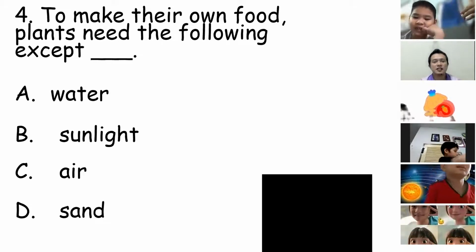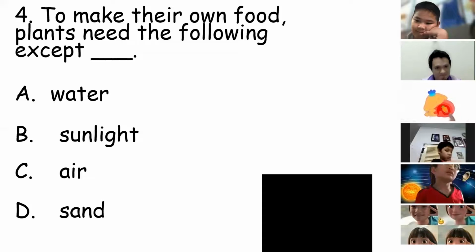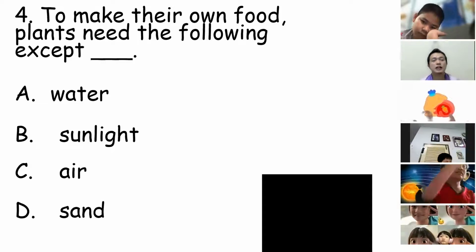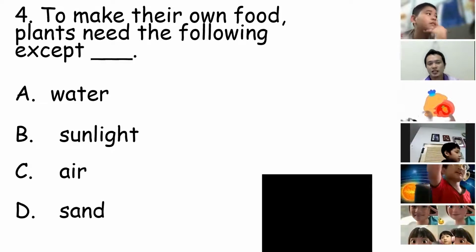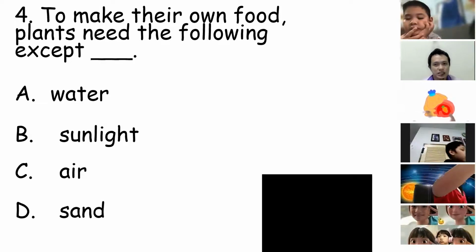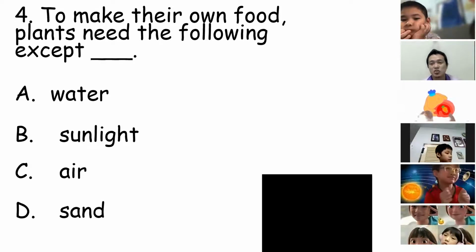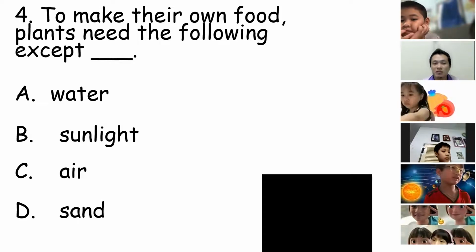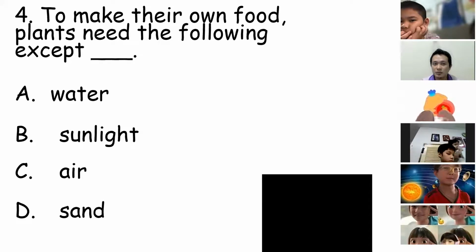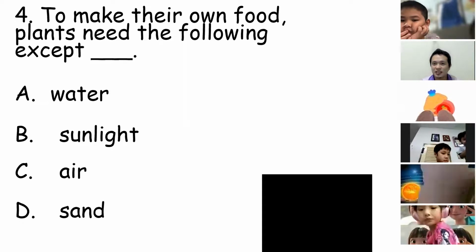Okay. Letter B. Yes, okay. Try to understand the question again. To make their own food, plants need the following, except. If you can read except, that means you have to look very carefully. Like for example, to make their own food, plants don't need water. What do you think? The plants don't need water? Letter A?